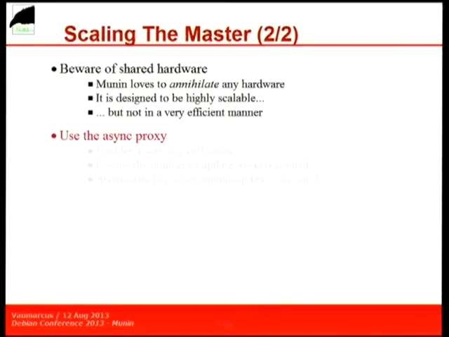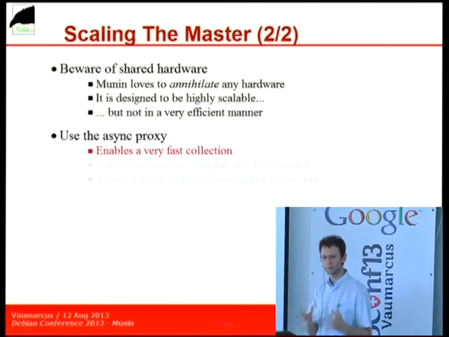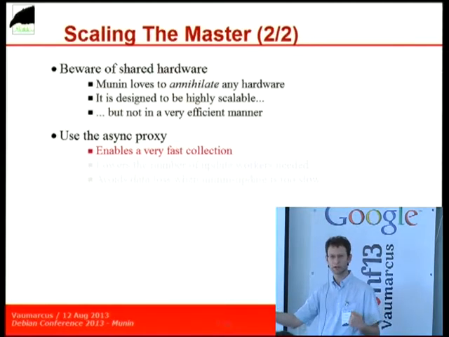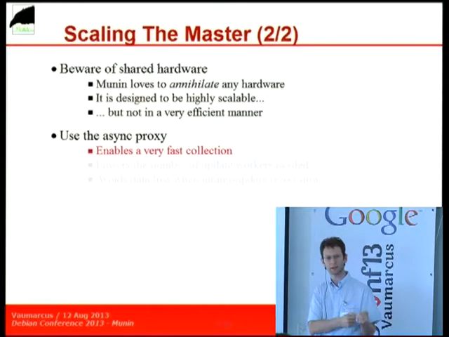The thing I said before is use the async proxy, even if you don't have a special need for it. It enables a very fast collection, as all the I/O time, all the wait time is absorbed directly by the async daemon. Your Munin update almost doesn't wait at all. It only connects, reads a file on the server, and disconnects. A typical polling time is about 10 to 15 seconds. With Munin async, typical time is about 1 second to mostly 2 seconds. You have a factor of 10, and that's very interesting when you want to scale.